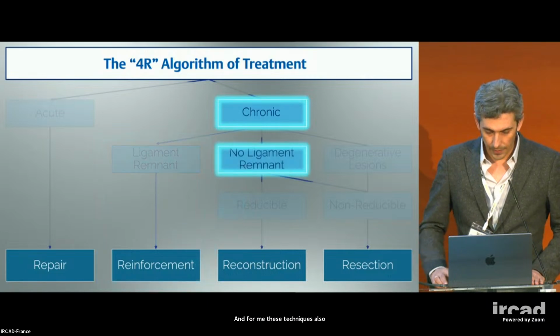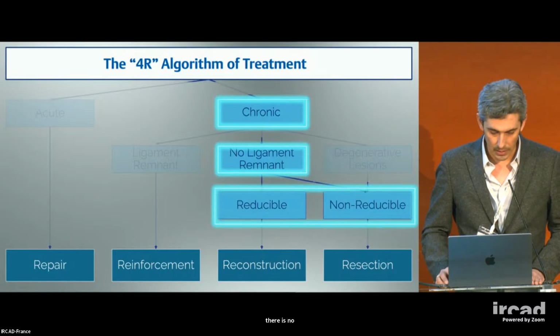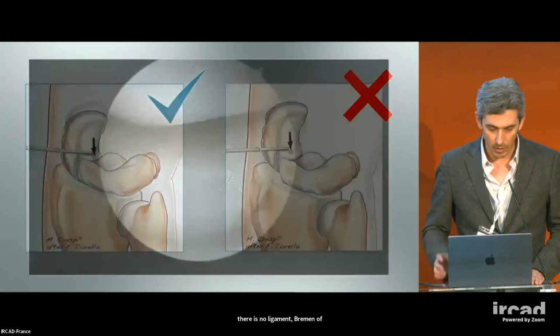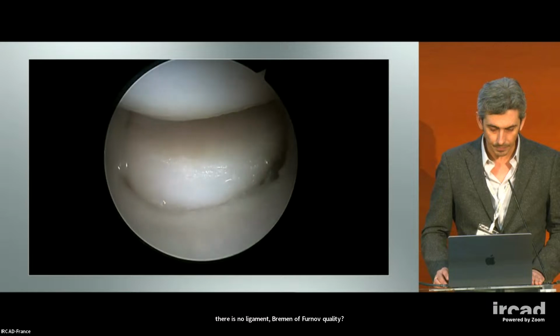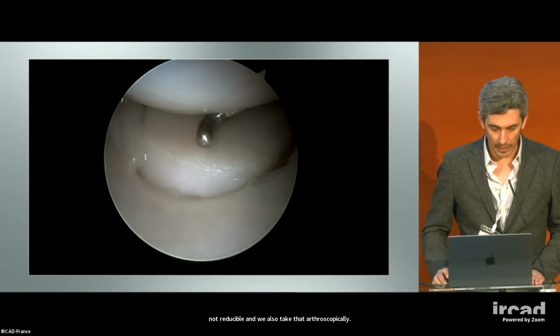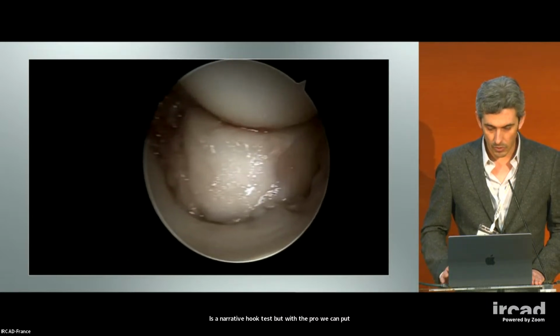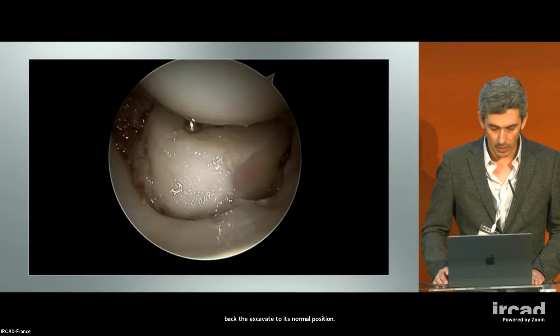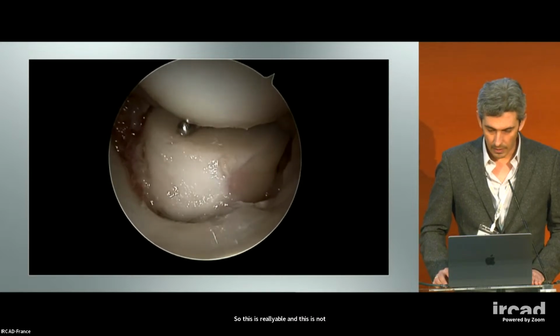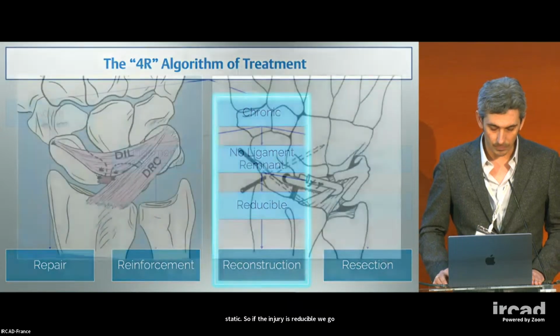So what if there is no ligament remnant of enough quality? Well, the next thing we check is if it is reducible or not reducible, and we also check that arthroscopically. It's a negative hook test, but with the probe we can put back the scaphoid to its normal position. So this is reducible, and this is not reducible. This is static. So if the injury is reducible, we go to reconstruction.